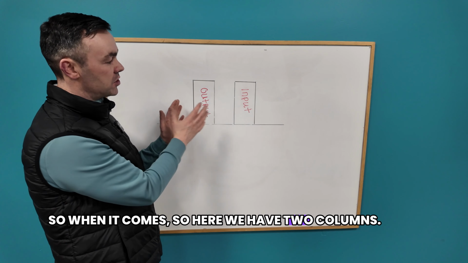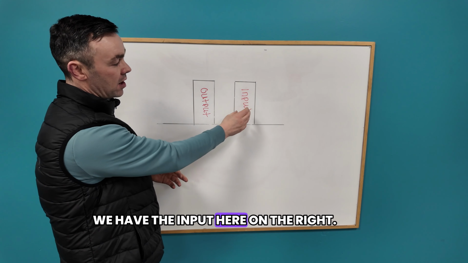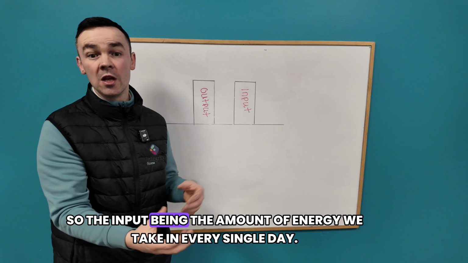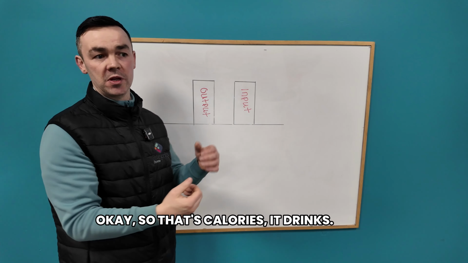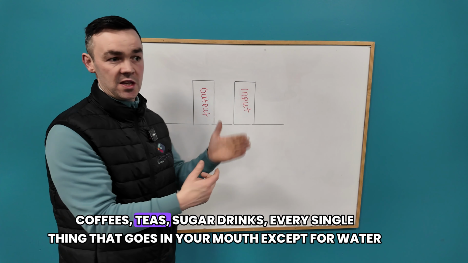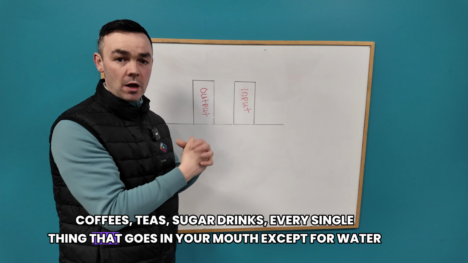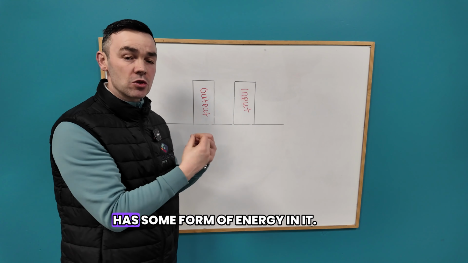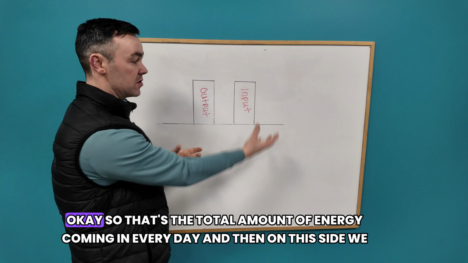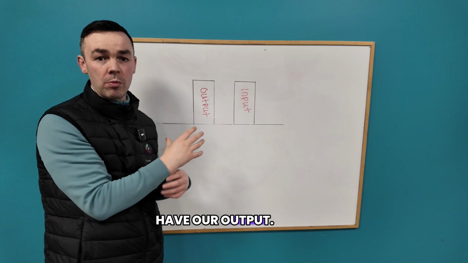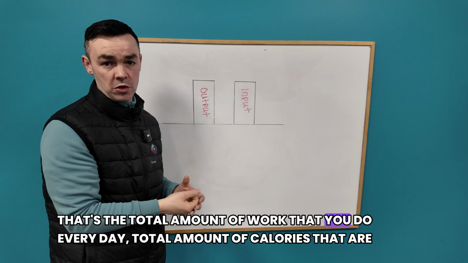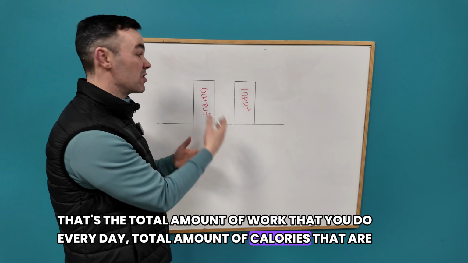So here we have two columns. We have the input here on the right. So the input being the amount of energy we take in every single day. Okay, so that's calories, drinks, coffees, teas, sugar drinks. Every single thing that goes in your mouth, except for water, has some form of energy in it. Okay, so that's the total amount of energy coming in every day. And then on this side, we have our output. That's the total amount of work that you do every day, the total amount of calories that are burnt every day.